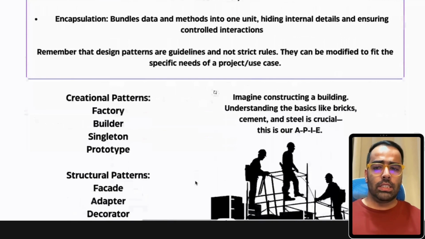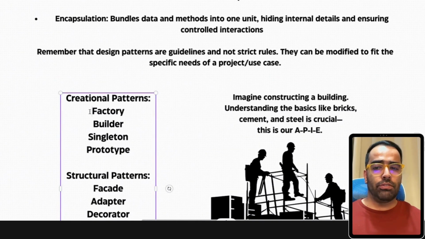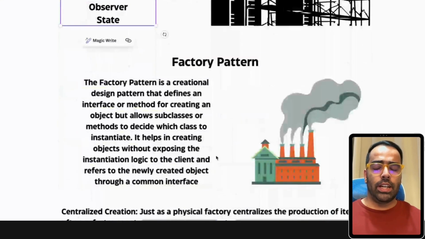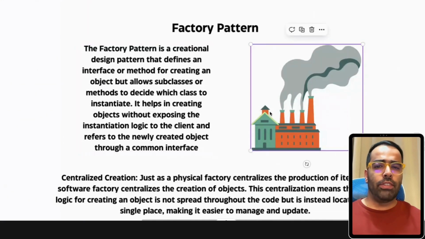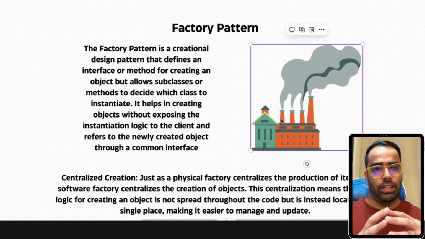So let's start with creational patterns. The first one is factory. You can think of the factory pattern like a real factory. They always have centralized production of items. When you go inside the factory, what you see is raw material and what you see is output, right?